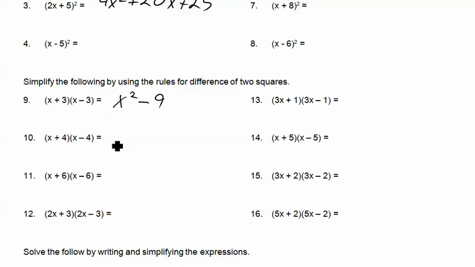So again, the first one squared minus 4 squared. Doesn't matter if there's other numbers here. The first one squared, 5 squared is 25, so 25x squared minus 2 squared is 4.